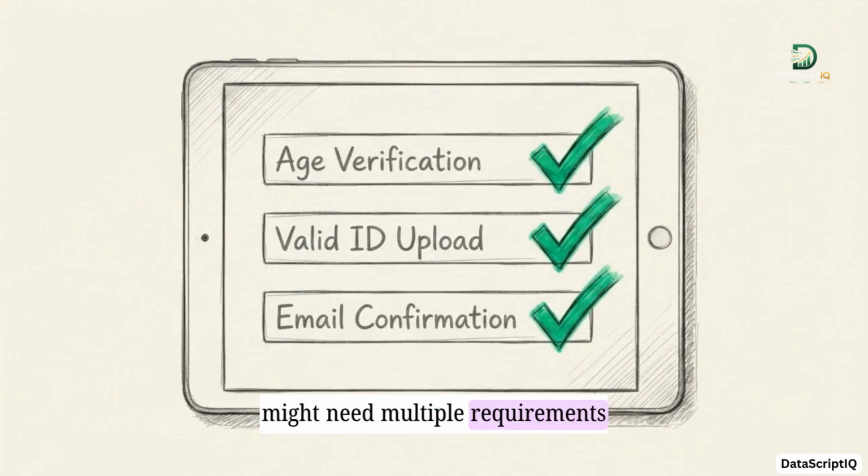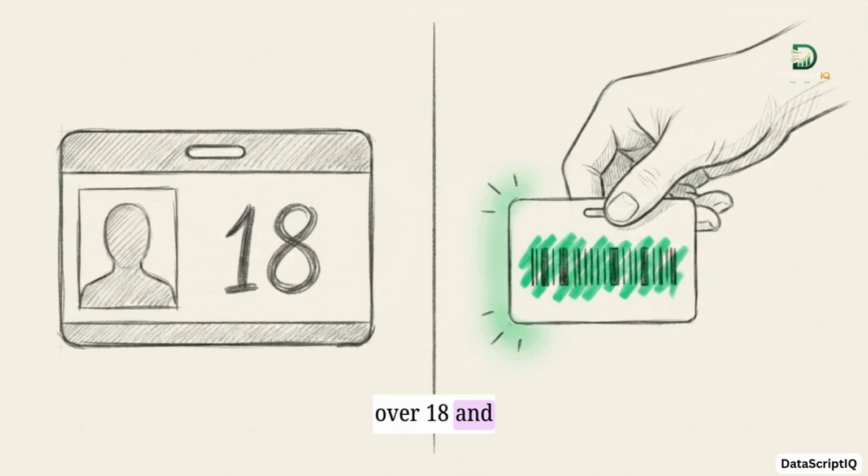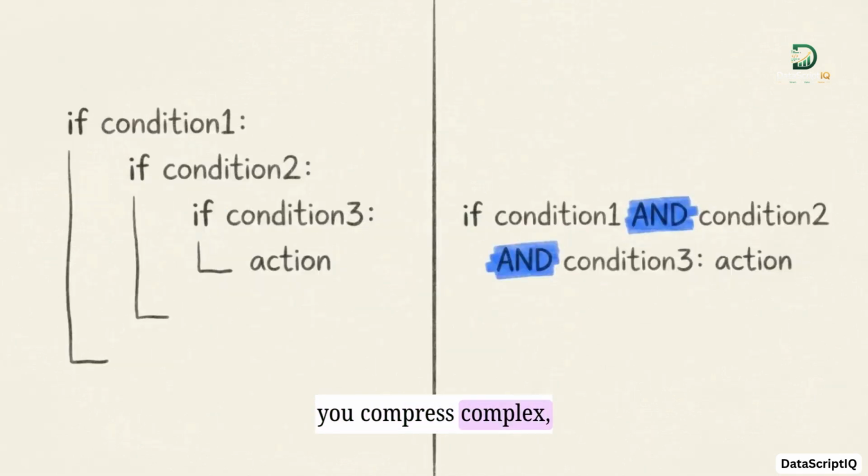Often, a single true condition is not enough to make a final decision. You might need multiple requirements to be met simultaneously. To enforce 2 rules at once, use the AND operator. For example, if you need a user to be over 18 and hold a valid ID, type if age greater than or equal to 18 and has ID on the same line. Both sides must be true for the code to run. Logical operators let you compress complex, overlapping requirements into a single, highly readable line of code.